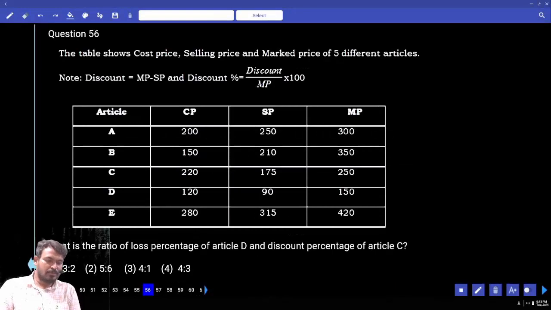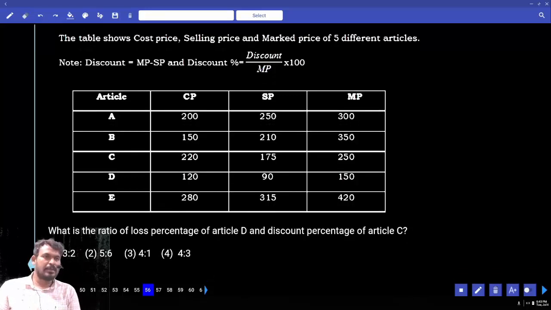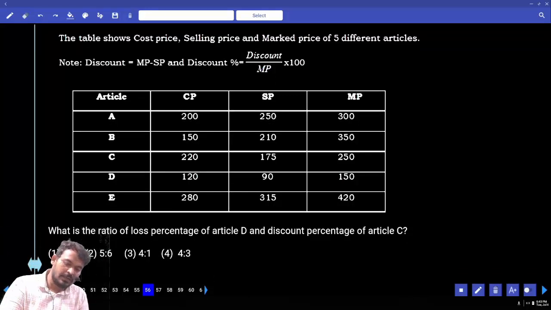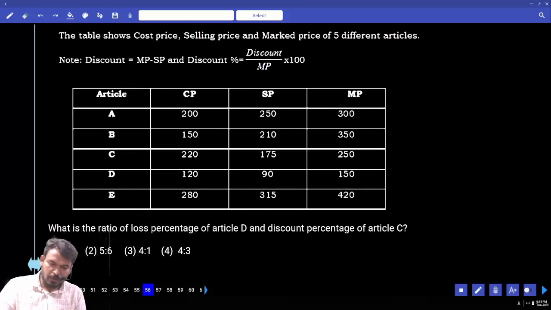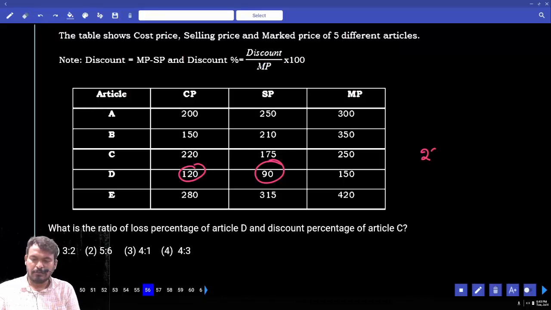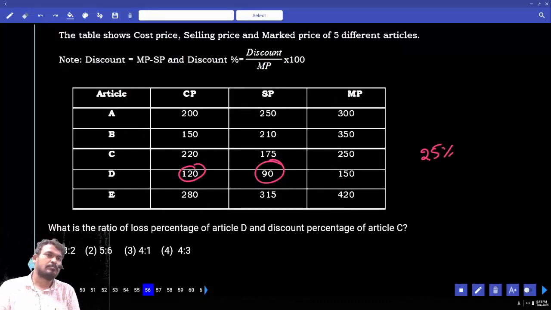Next, question number 56. What is the ratio of the loss percentage of article D and the discount percentage of article C? Loss percentage of article D. What is the article D cost price? 120. Selling price 90. Loss 30 upon 120 is 1 by 4, which means 25%.